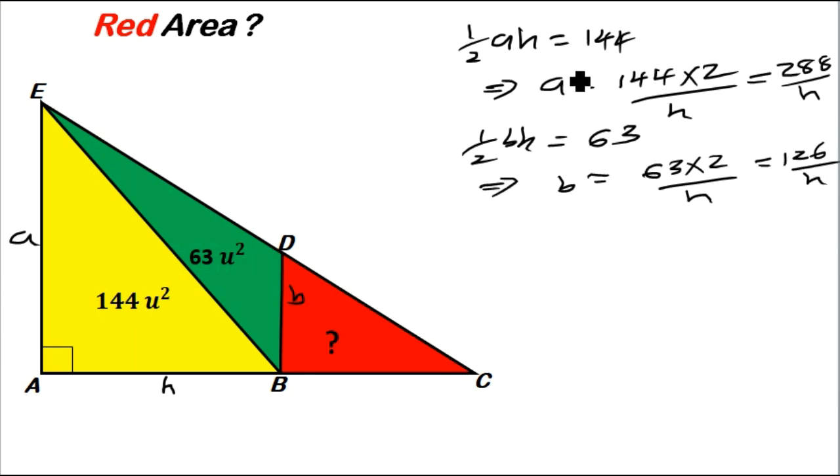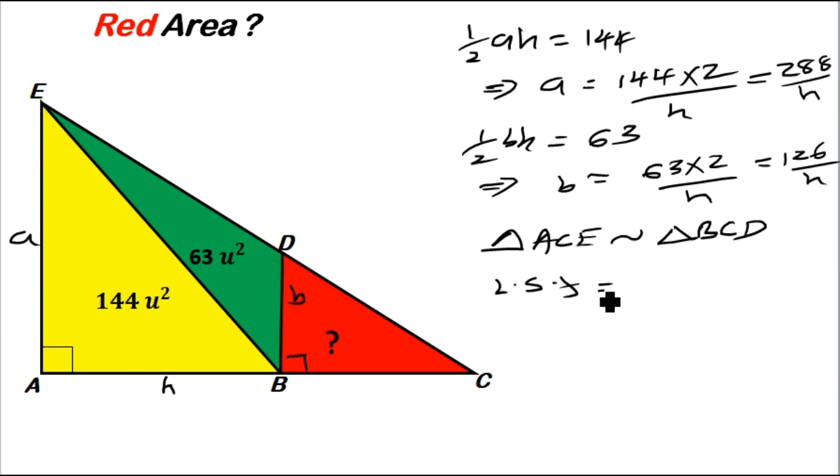Now we found the value of A and B. Now if you look here, triangle ACE is similar to triangle CBD because this angle here is also 90 degrees. So triangle ACE is similar to triangle BCD.